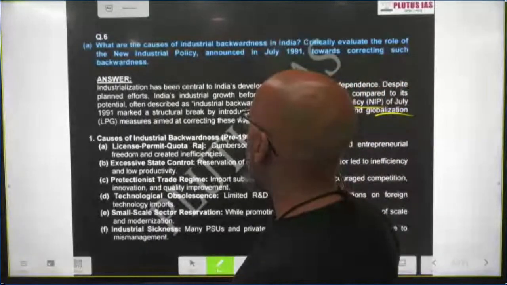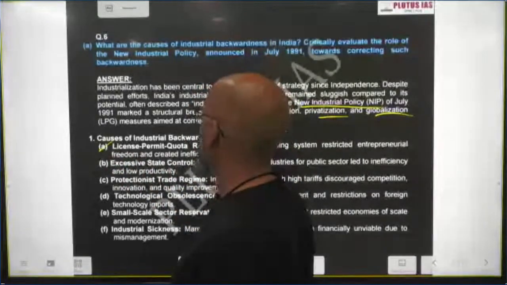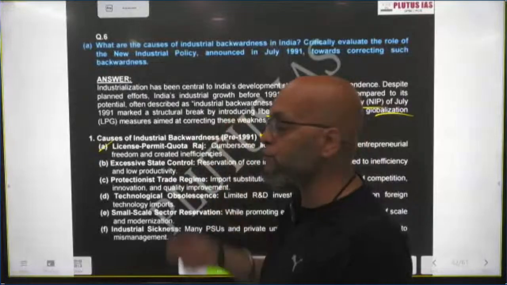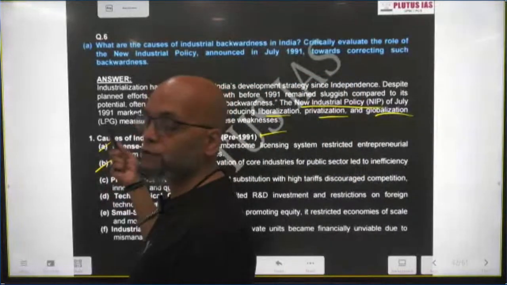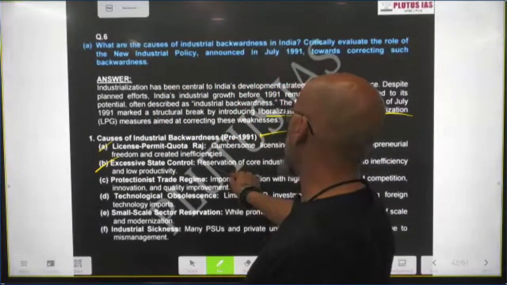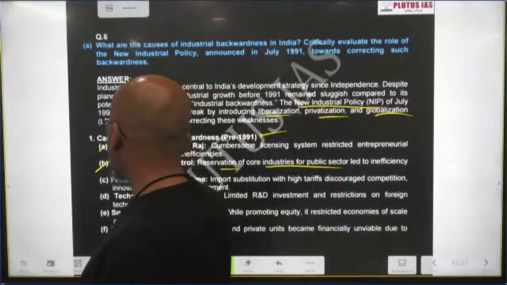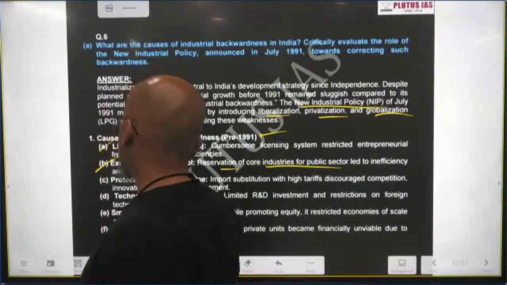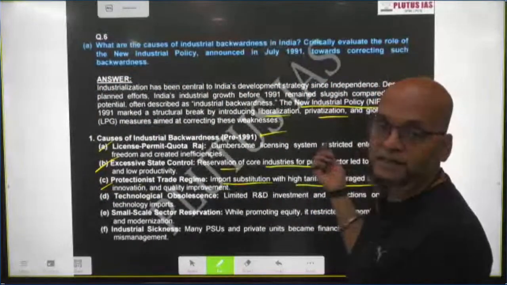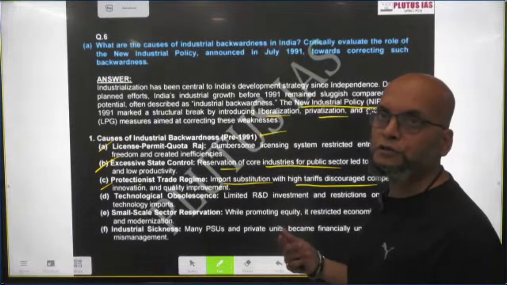So, what were the causes of industrial backwardness pre-1991? First was the license, permit, and quota raj. For even a small business you wanted to do, you needed a permit, a license, a quota. Then excessive state control, the government was controlling everything, so private players were not able to pop up. There were reservations for core industries that only the public sector could do, and these sectors had low efficiency. Then a protectionist trade regime: import substitution with high tariffs discouraged imports, so other companies could not come to India and could not contribute to our industrialization.